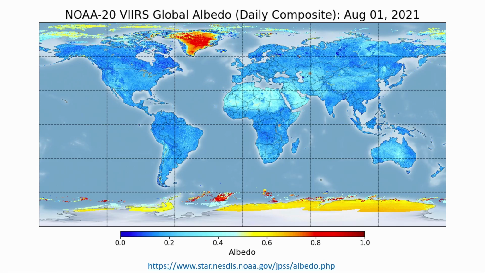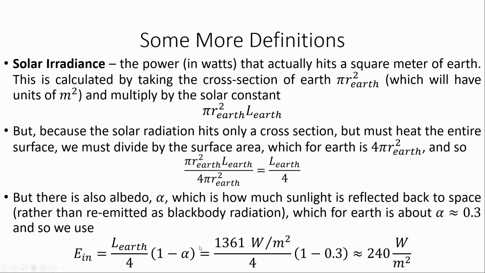But since only 70% of the energy is actually getting to the Earth, we want to use this 1 minus alpha right here. So this will give us 1 minus 0.3, which is 0.7. So we take our L Earth, that's the solar constant at the distance from the sun that the Earth is, divide it by 4, which is what we got up here, then multiply it by the 0.7. So we take our 1361 watts per square meter, that's the solar constant at Earth, we divide it by 4, multiply by this 1 minus 0.3, and we get about 240 watts per square meter.